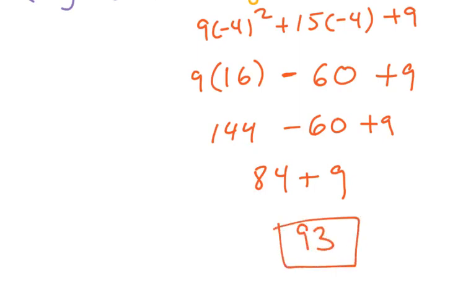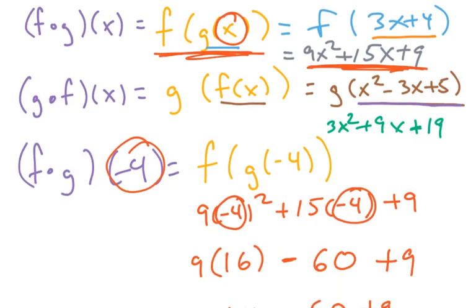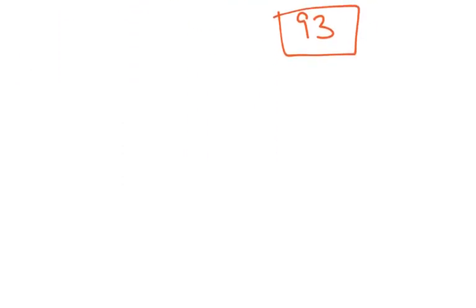And there's my answer. Okay, so one approach is, if you've solved for f of g of x, this is what f of g of x is equal to. So if I replace x with negative 4, then all I did was replace x with negative 4, and you just solve.